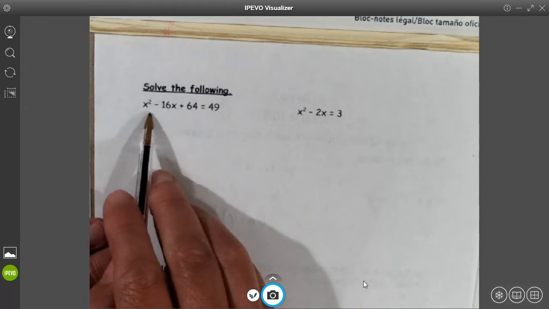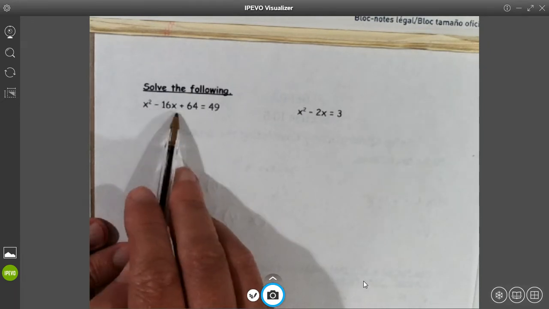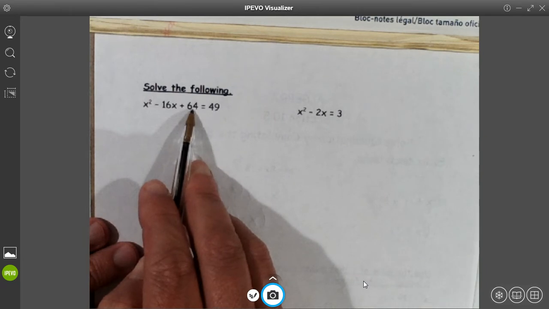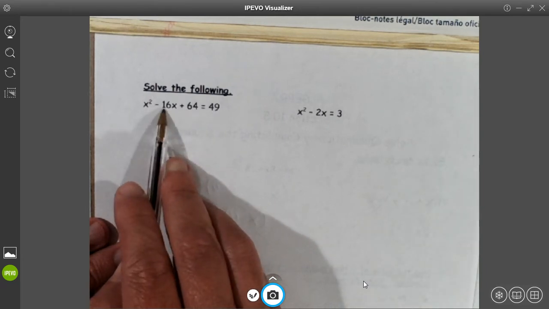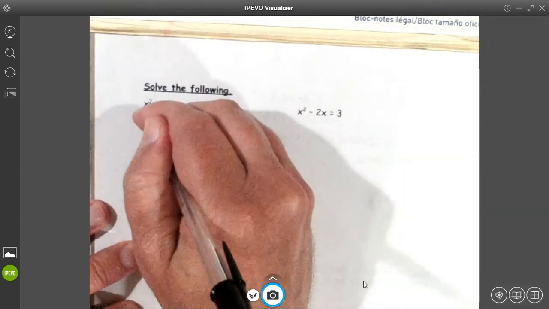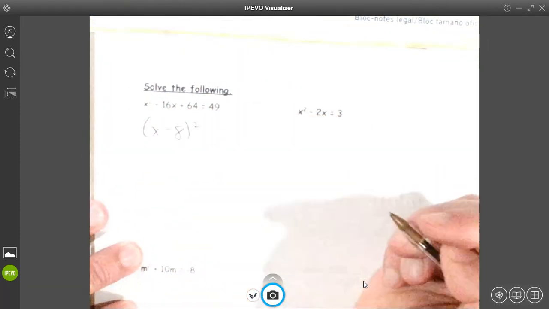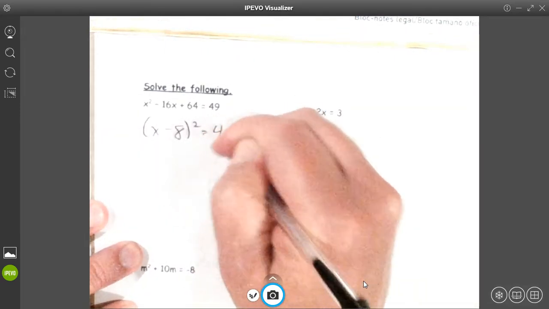Now, this first example, I look on the left-hand side, and this is a perfect square. The factors of 64 that add up to -16 are -8 and -8. So I'm going to write this as x minus 8 squared. I've factored that left-hand side. Now, it still equals 49.